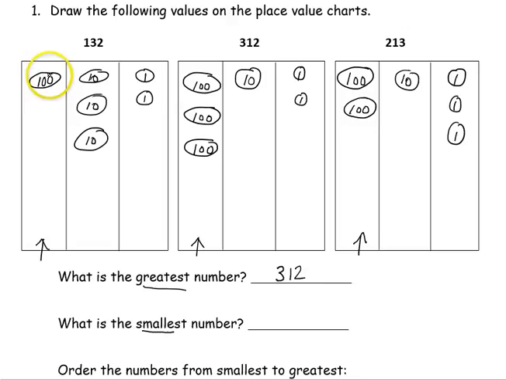Now to find the smallest number, again I'll focus on my hundreds columns first. Since that first number only had 100 and the last number had 200s, I know that my first number is the smallest number because it has less than the 200s in that last number. So the smallest number is 132. Now we can order the numbers from smallest to greatest. We said 132 is the smallest and 312 is the largest. So that means 213 would go right in the middle. So there are my 3 numbers listed from smallest to greatest.